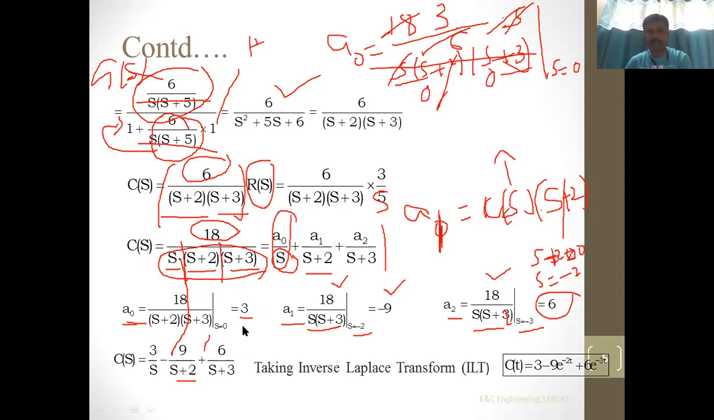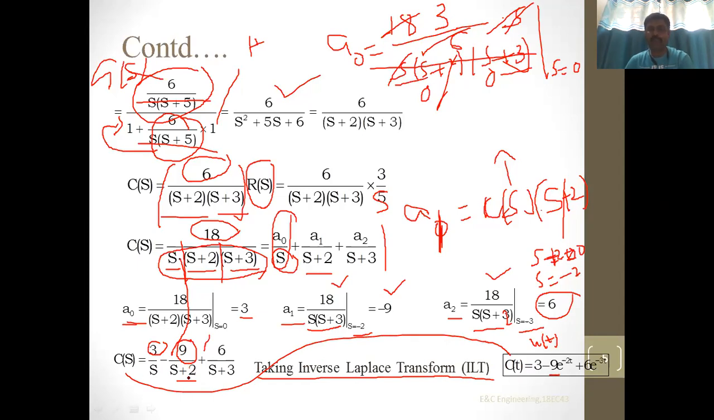Taking inverse Laplace, is it okay? C of S, the inverse is C of t. Now this 3 is constant, I'll keep as it is. What is the inverse of 1 by S? Which is U of t. Is it okay? This minus 9 constant, I'll keep as it is.